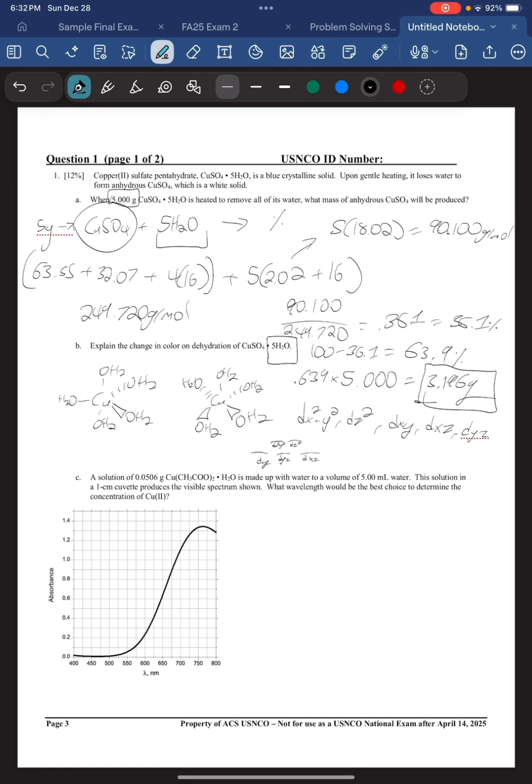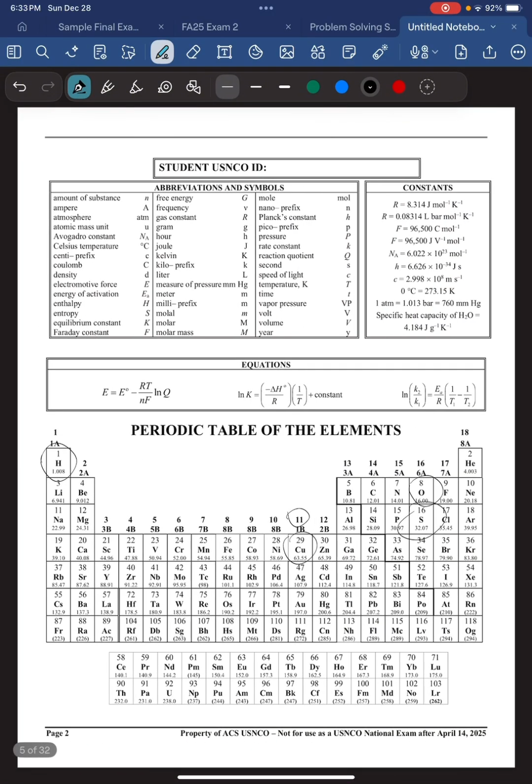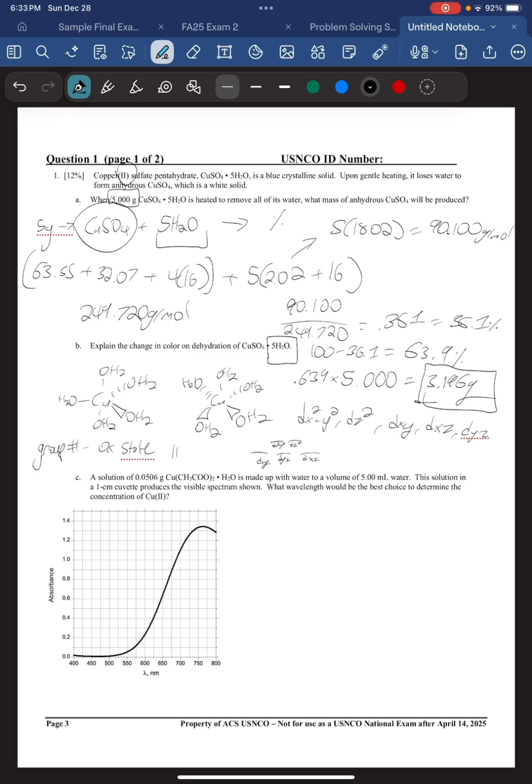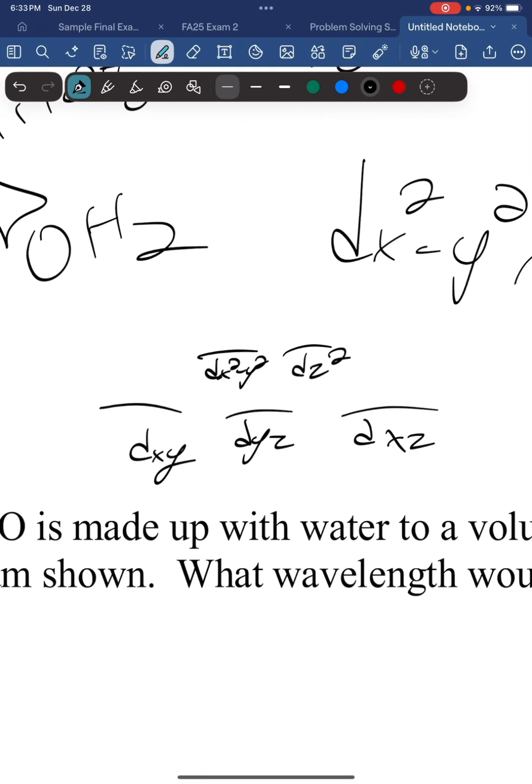So we can find our d electron count. Again, this isn't necessary, this is just for understanding. It is the group number of our transition metal minus the oxidation state. In the problem, they say our oxidation state is 2. The group number for copper is 11, which I've already circled. So 11 minus 2 equals d9. So we can now fill in our electrons.